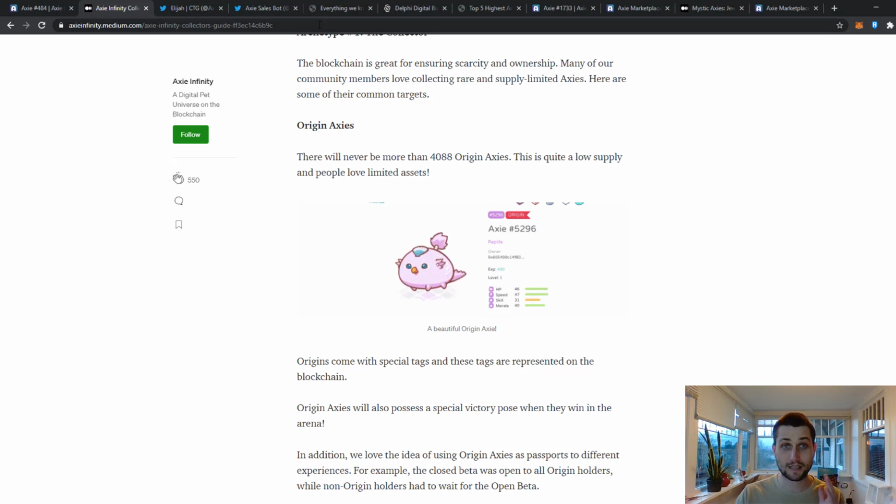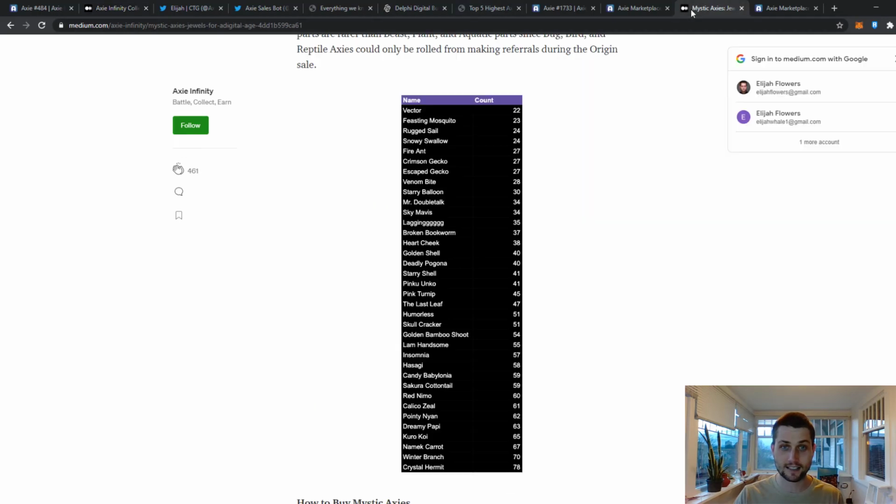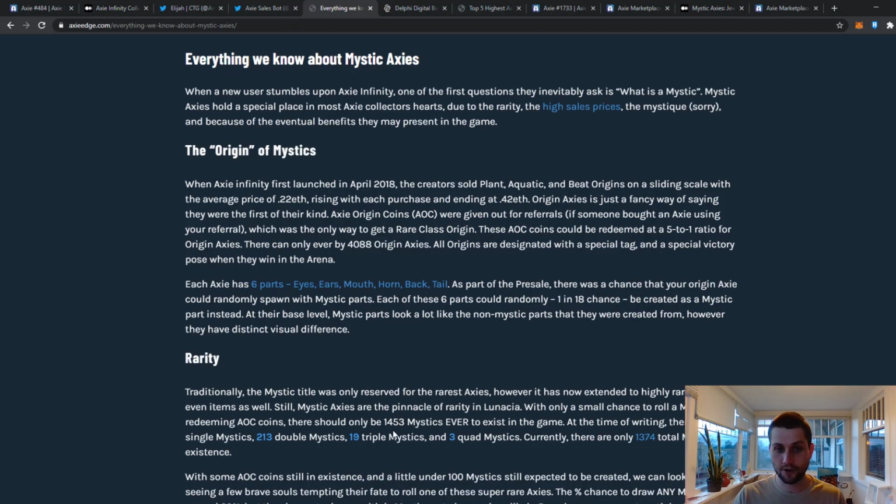If you're looking at specifically mystic Axies, there should never be more than 1,500 mystics to ever exist in the game, okay? Right now, there's 1,100 single mystics, and as you can see, once you get into double and triple and quad, they're extremely rare. The price points on those are just through the roof, and there's only 1,300 in existence right now. So we should be getting a release of a couple hundred more in the future.